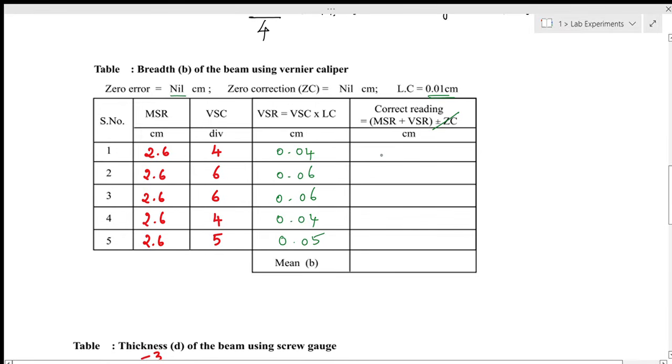Therefore 2.64, 2.66, 2.66, 2.64, 2.65. If you take the average of all these, then you will get 2.65 in centimeter. So the breadth of the beam is 2.65 into 10 power minus 2 meter.